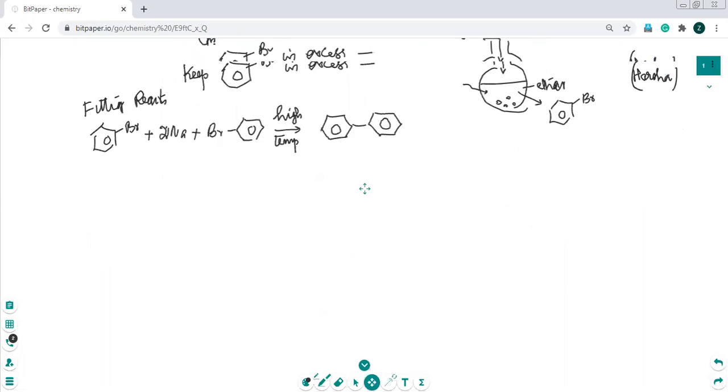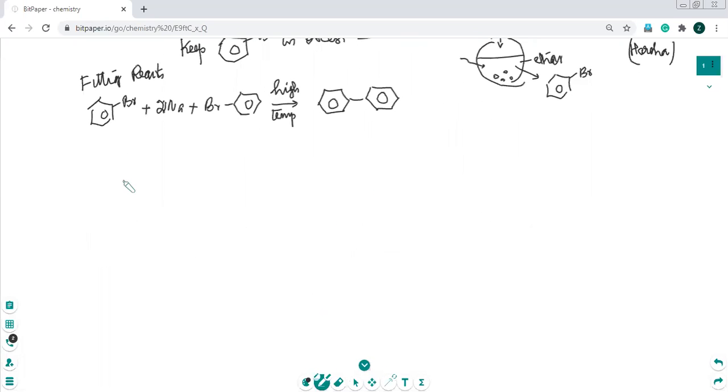Let us take next alcohols. Alcohols are compounds containing OH group. You can have primary alcohol, for example, anything which contains a CH2OH. So that way, methyl alcohol is also primary.